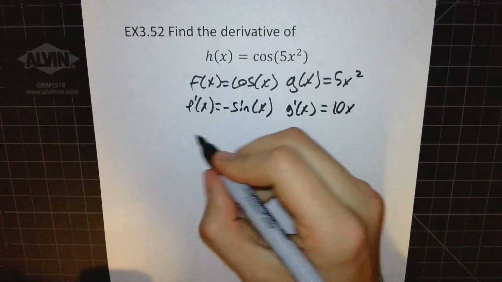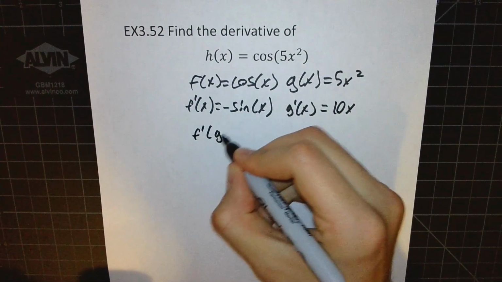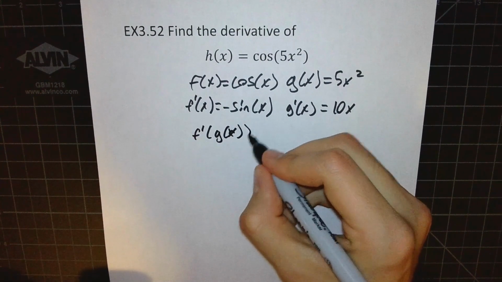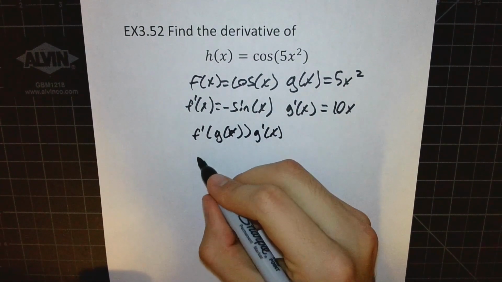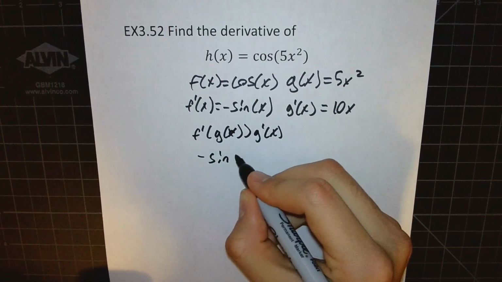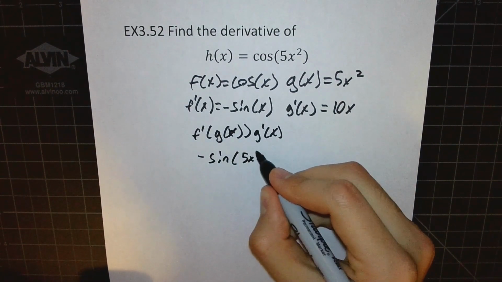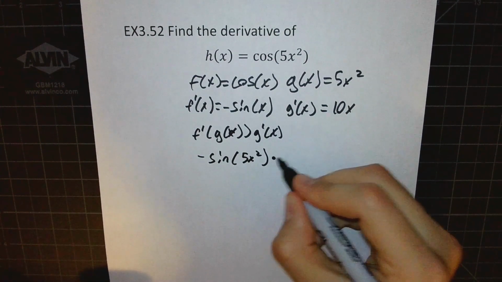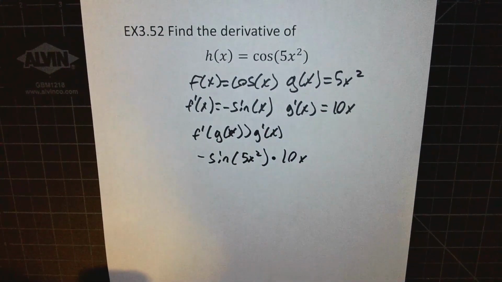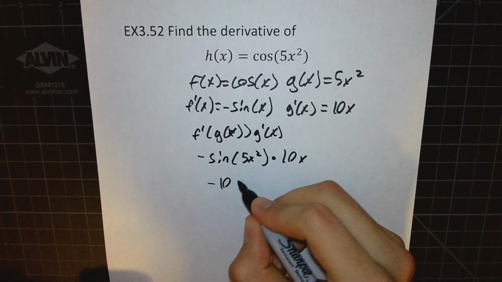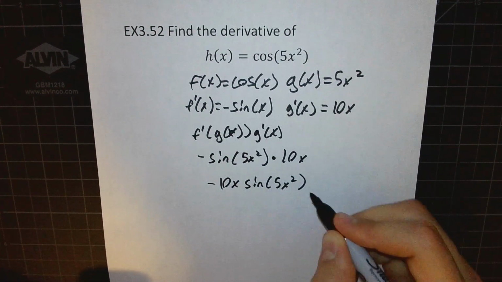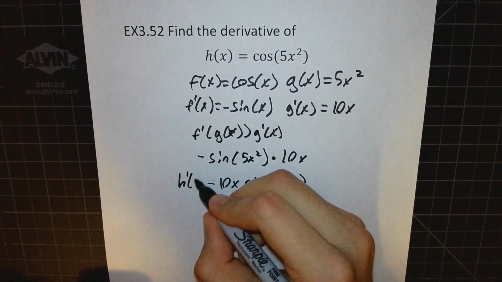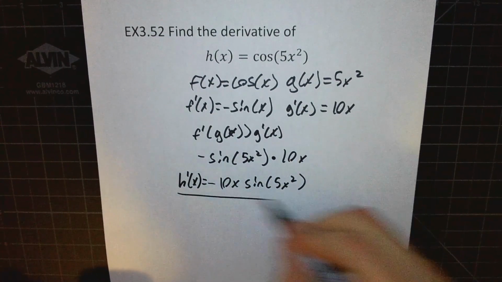So here, again, it's just our f prime of g of x times g prime of x. So we'll have negative sine of 5x squared times 10x. And then we can rewrite this to be negative 10x sine 5x squared. And this ends up being the derivative of our function.